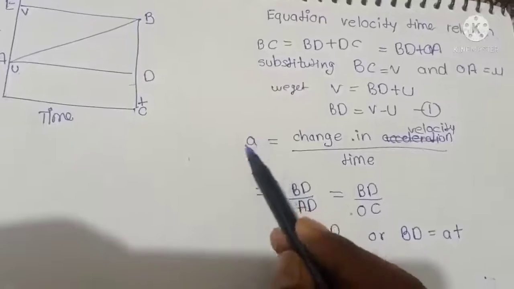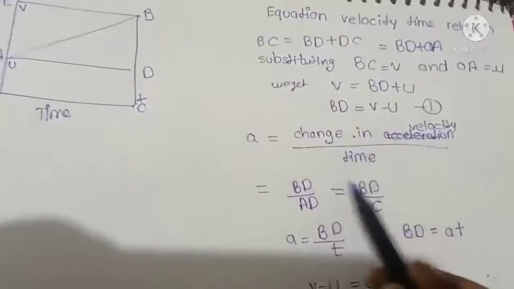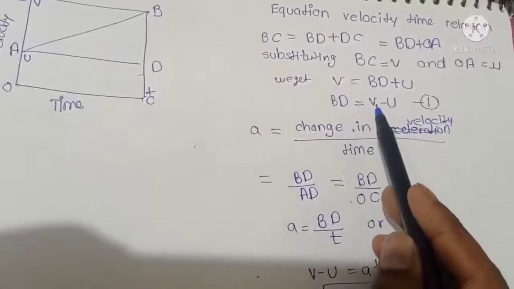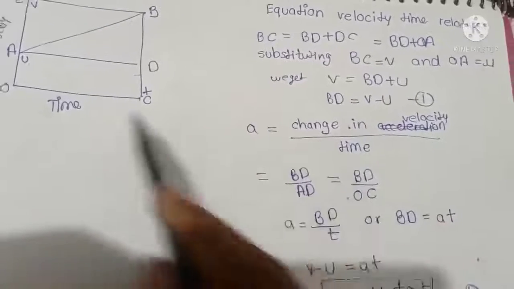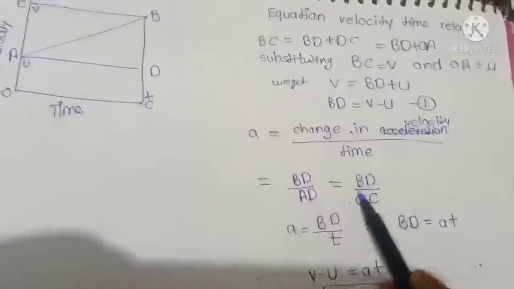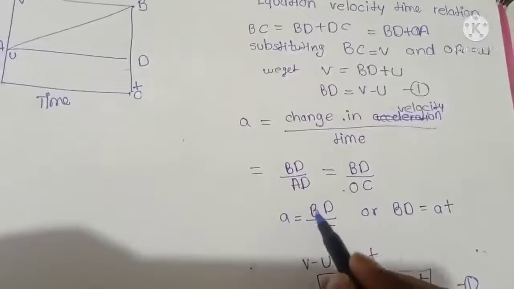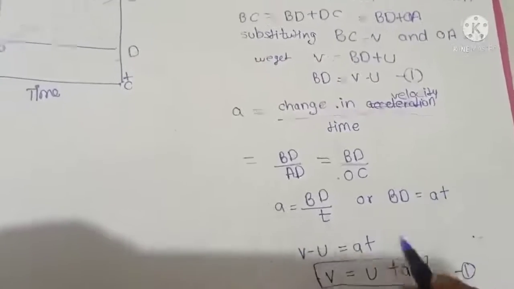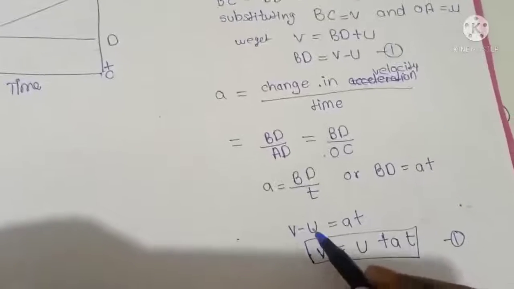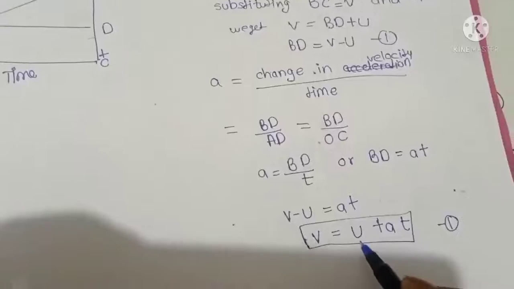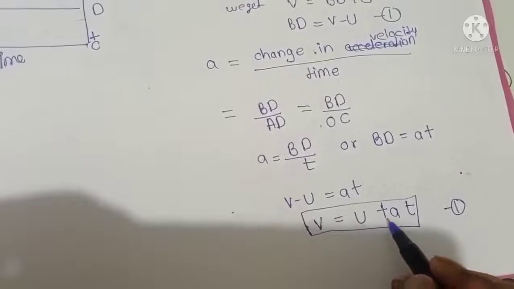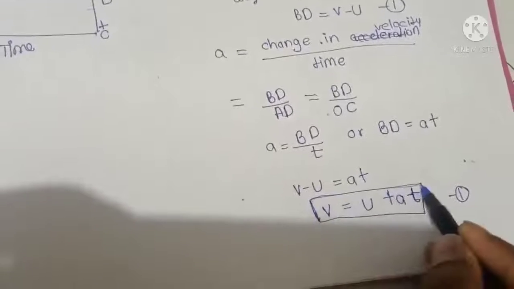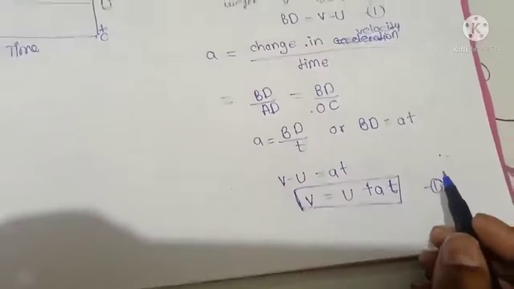As we know, according to the acceleration formula, change in velocity upon time is equal to acceleration. So our change in velocity is BD, which is equal to V minus U, and time is AD, which is parallel to OC, so we can substitute OC here. We get acceleration equals BD upon time, or BD is equal to acceleration into time. Now U will go to this side, so velocity equals initial velocity plus acceleration into time. So we can find the velocity of any motion through this equation.